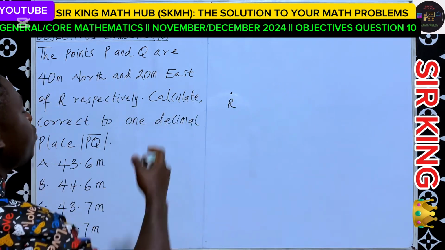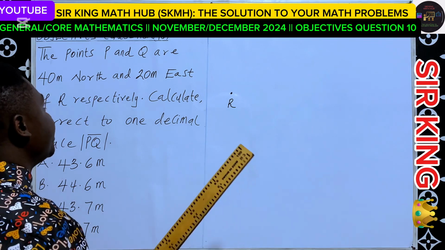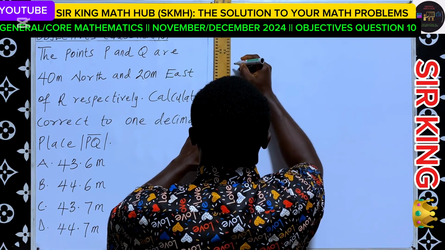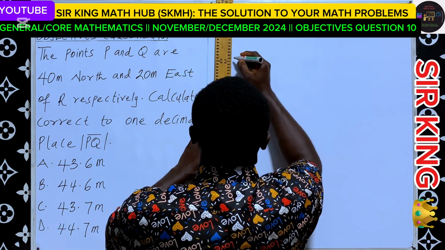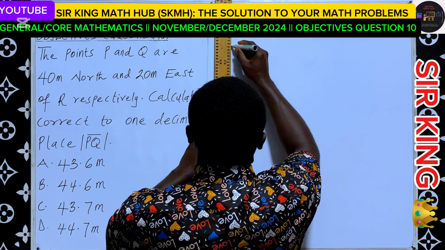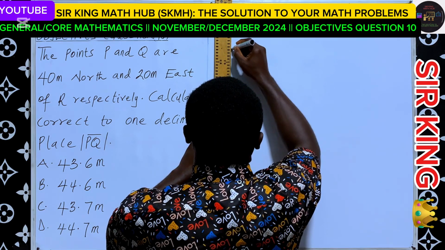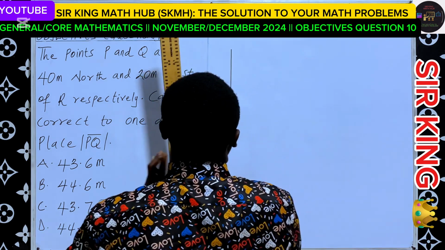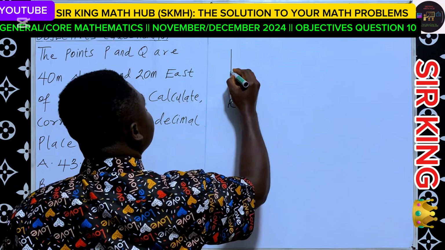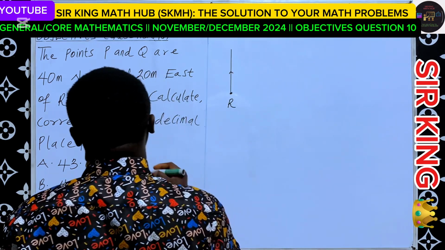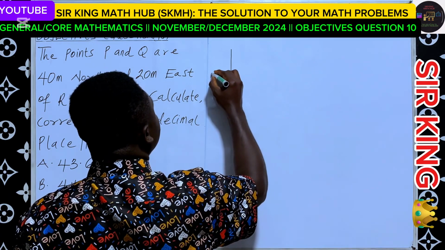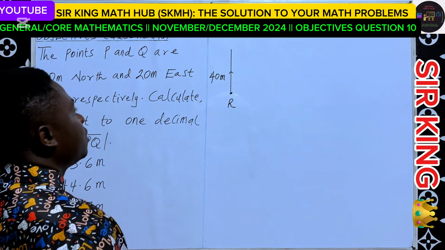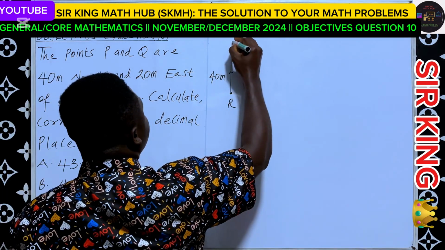Now, from this point, we have two different points. One point is point P. Point P is located in the northern portion of point R at a distance of 40 meters. So this is point P.